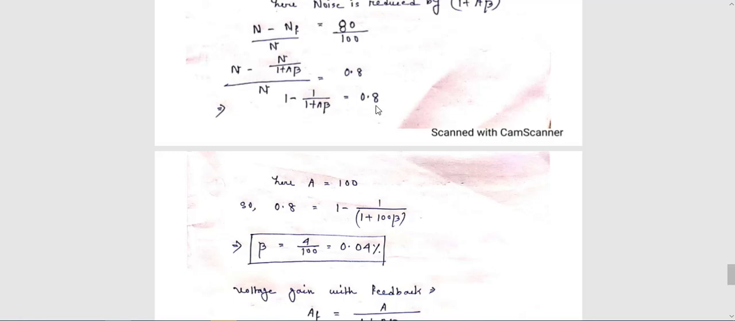Now if A is equal to 100, you put A is equal to 100 in this expression and you can easily calculate beta. So what is beta? Beta is equal to 4 by 100. So 4 by 100 means 0.04. So this is your result.